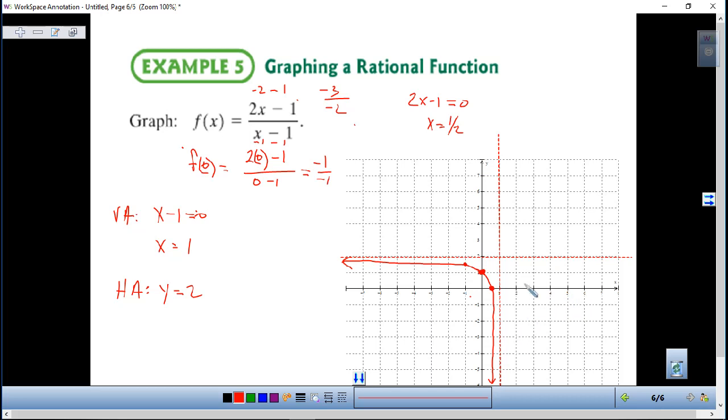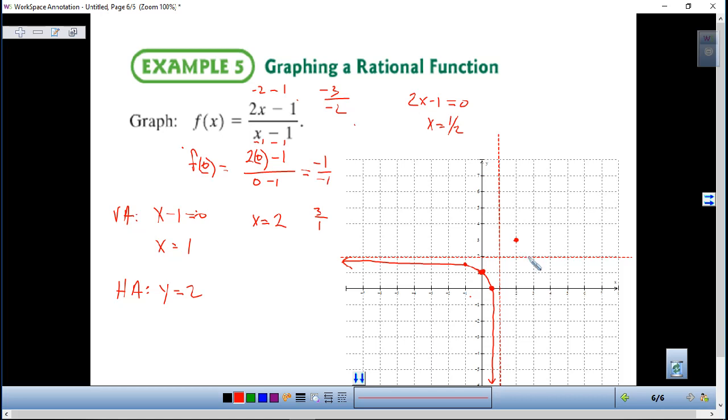Don't automatically assume that it's going to be down here or that it's going to be up here. Choose some test points. So let's let x equal 2. And if we plug in 2, we're going to get 2 times 2, which is 4, minus 1, which gives us 3, over 2 minus 1, which gives us 1. So we have a value of 2 and 3. So there's a point right there.